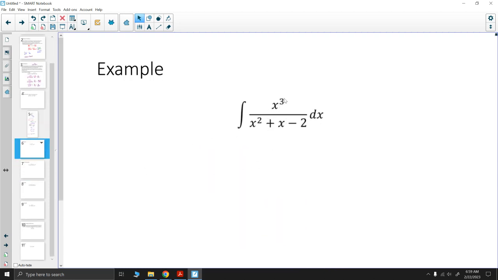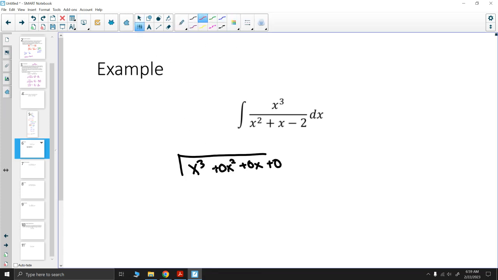So in this case, we have x cubed over x squared plus x minus 2. Same thing, the power on top is greater, so we have to start by dividing. So we have our x cubed, and again, we could have placeholders if we want, plus 0x squared plus 0x plus 0. It's important to note that those things have to line up. When it's just an x cubed and the rest are zeros, it's not really necessary, but it's still worth noting. Here we're not missing any terms, x squared plus x minus 2.